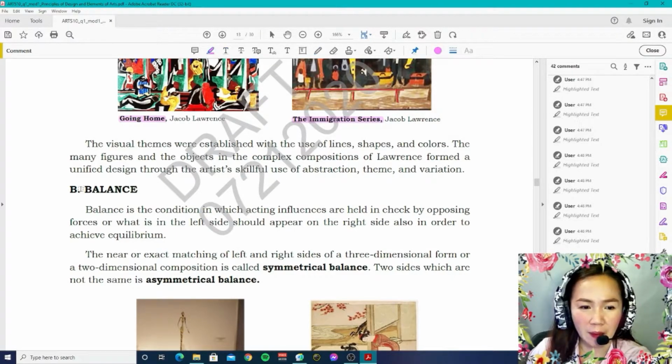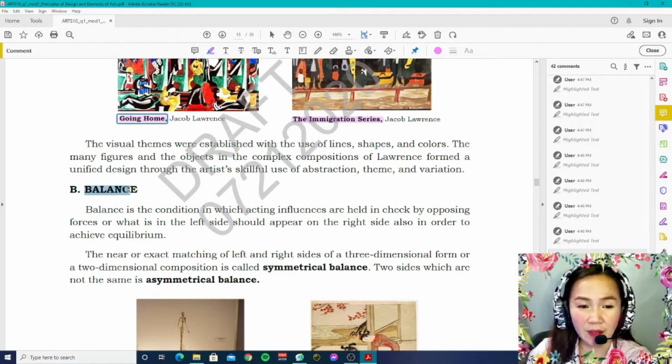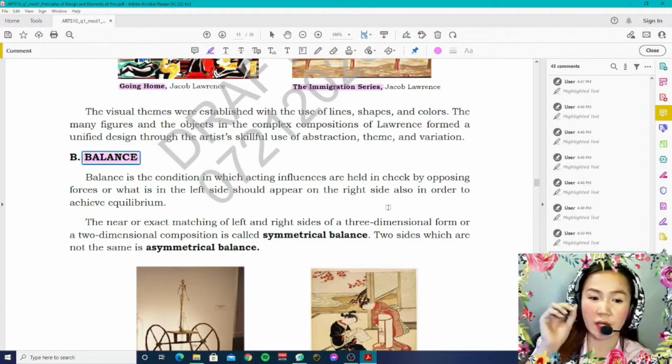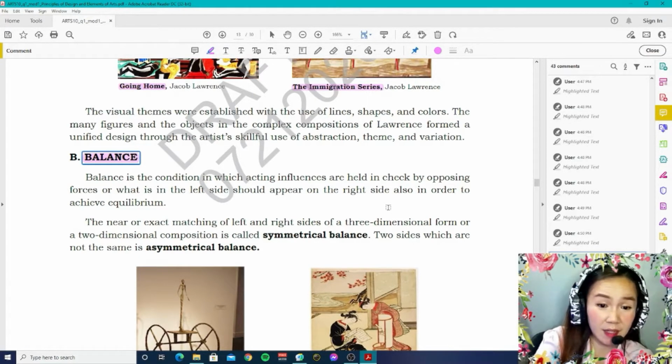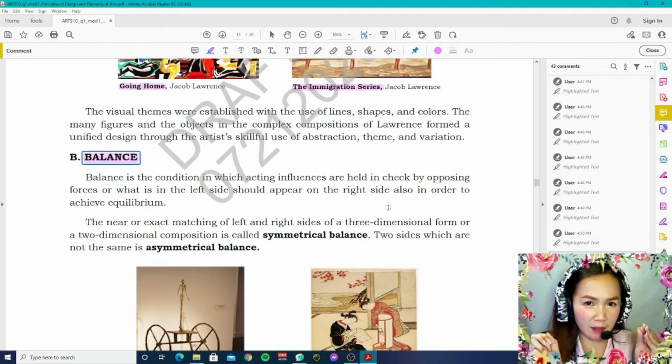We have balance. Okay. Now, balance is the condition in which acting influences are held in check by opposing forces, or what is on the left side should appear on the right side also in order to achieve equilibrium. For example, if you make a sculpture or paint, whatever you put on the left, there should also be on the right. So that it is balanced. Okay?